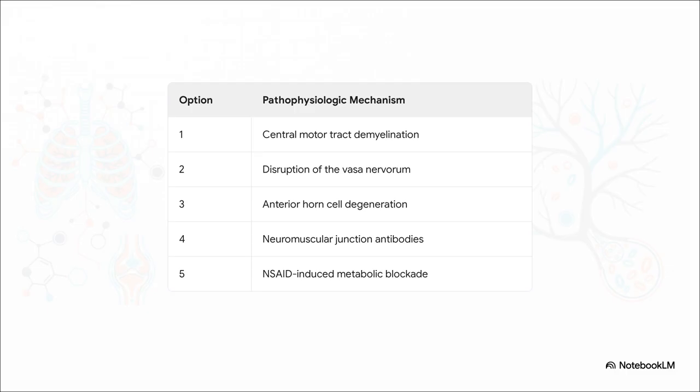Option 1, demyelination of central motor tracts, describes multiple sclerosis. Option 3, anterior horn cell degeneration, describes amyotrophic lateral sclerosis. Option 4, antibodies against the neuromuscular junction, describes myasthenia gravis. And option 5, NSAID-induced metabolic blockade, describes AERD, which, remember, does not cause vasculitic purpura or nerve infarction.